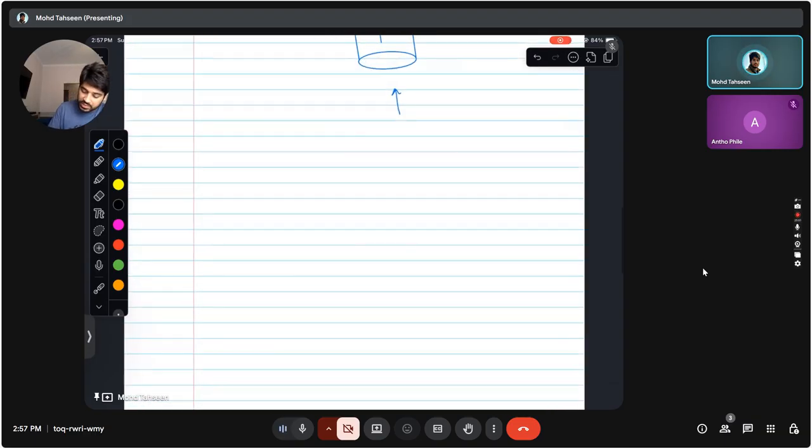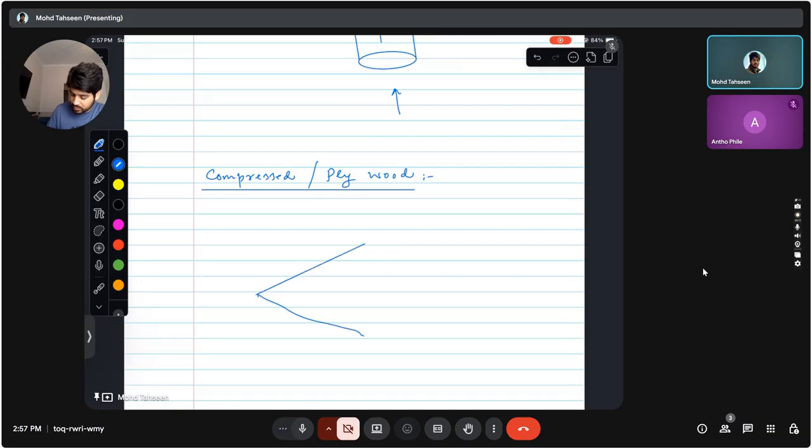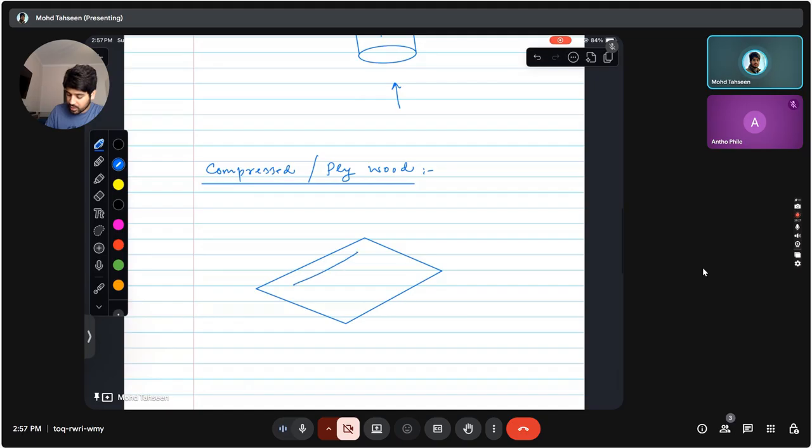Or an even better example would be compressed wood or plywood, right? So basically plywood is a composite, right? So how it's made is you have to, so roughly I'm drawing this picture for any composite. Let's say this is any general composite. You have a matrix, and inside the matrix you have some fibers.